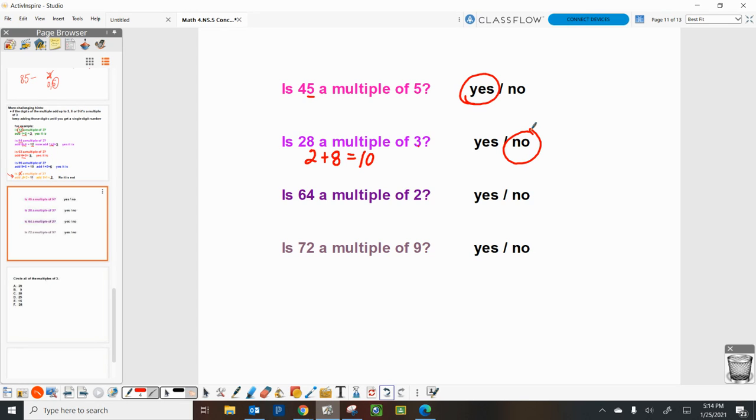All right, is 64 a multiple of 2? Well, 4 makes it even. So yes, it's a multiple of 2. How about 72? Is it a multiple of 9? Well, let's use that little trick. 7 plus 2 equals 9. Yep, 9 times 1 is 9. That is a multiple. Yes. Okay, so hopefully that helps you a little bit.